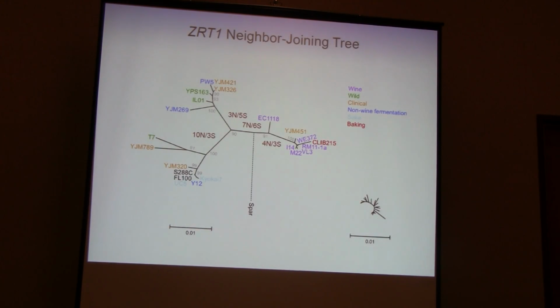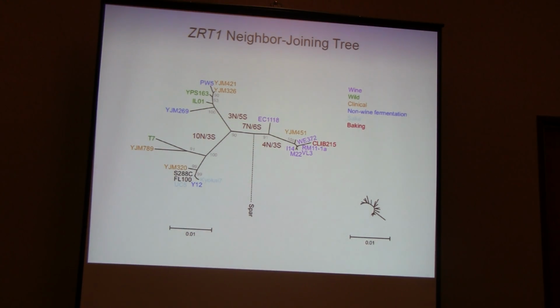And so looking at ZRT1 more carefully, this is a tree based on variation in ZRT1. And one of the things to point out is that there's 3 groups of strains, but only one of these groups corresponds reasonably well with known population structure across the genome, and that's this group here, which is mostly consisting of wine European strains. The other 2 groups do not, as best we can tell, correspond to global patterns of population structure.